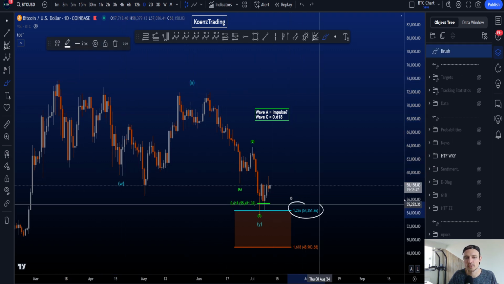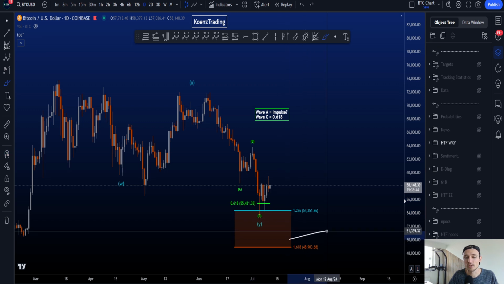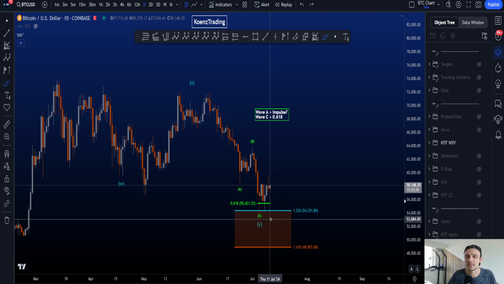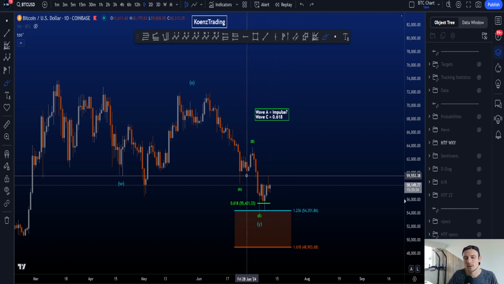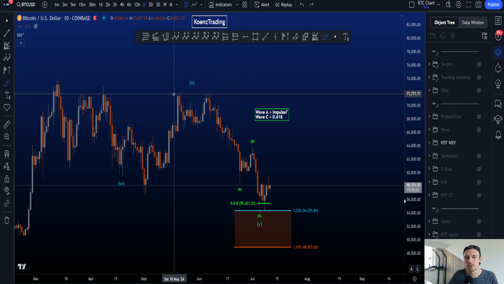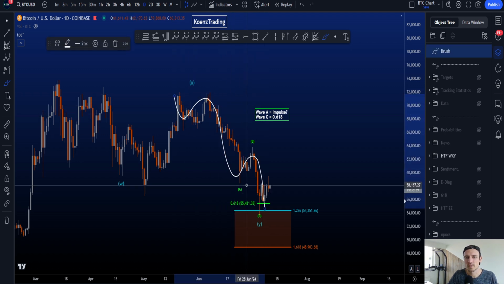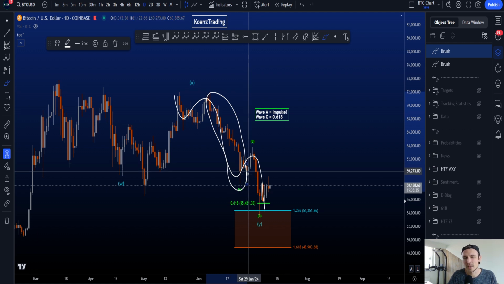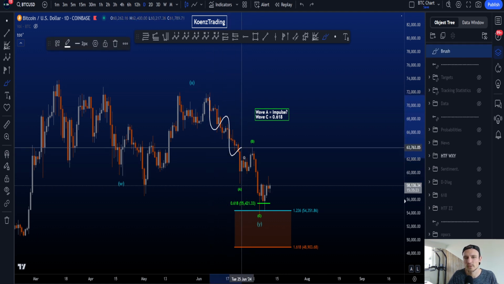And the 1.236 is touched. The 1.618 at 48.9k is a rare target for Y. So preferably we don't go down there, and in other words, preferably your low is in this scenario, right? Now, when we were talking about the impulse to the downside, 1, 2, 3, 4, 5, we mentioned that this move to the downside here is not nicely to count as an impulse 1, 2, 3, 4, 5.